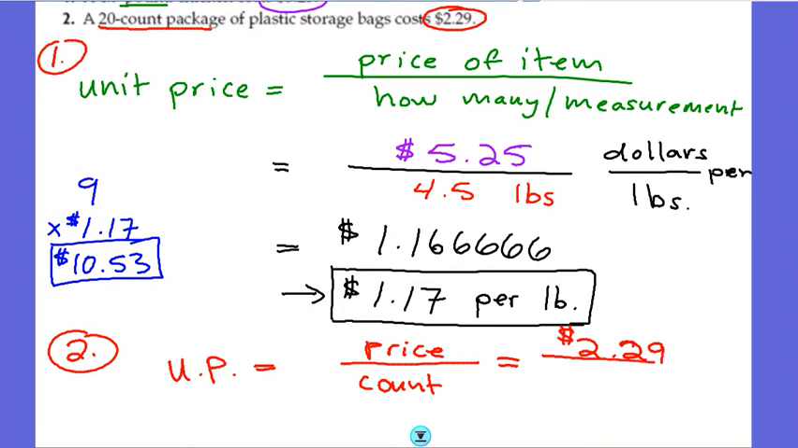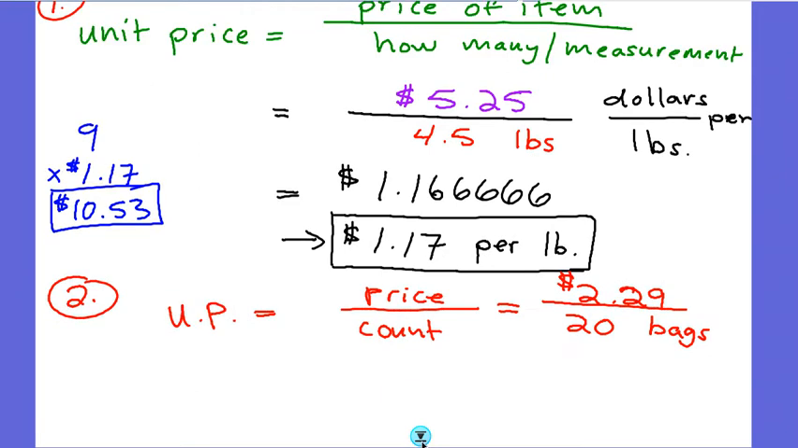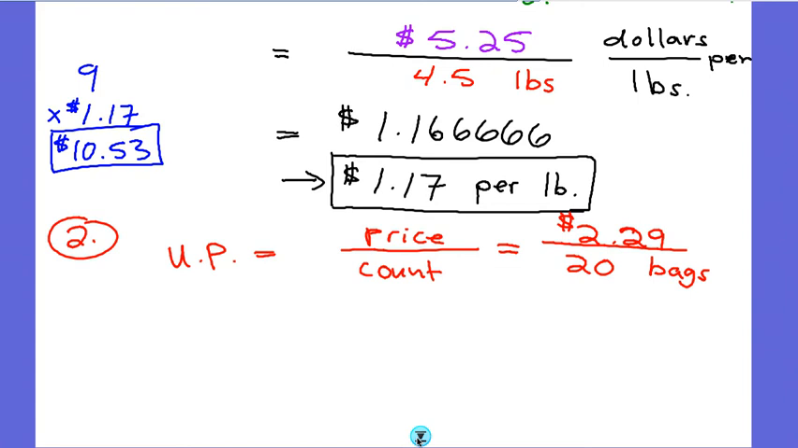I have dollars as a unit on top, and then below, what am I measuring in? Am I measuring in pounds this time? Nope, I'm measuring the number of items. I have 20 of them, so 20 bags. Okay, so I want to find out how much it costs per bag. So then I have dollars per bag. That unit makes sense, so I'll go ahead and do my division.